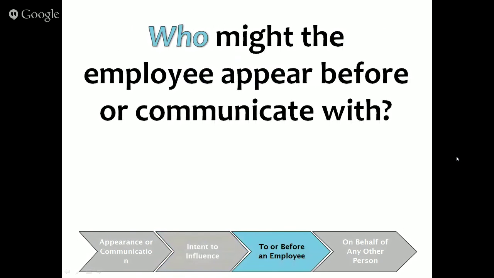So who is it that Ken can't communicate with? Who is it that we're concerned about having Ken make these appearances or communications with the intent to influence in the context of this wellness investigation? So if we go to 2641.201(f), that tells us pretty much who it is we're talking about. Yeah, so that's pretty broad.